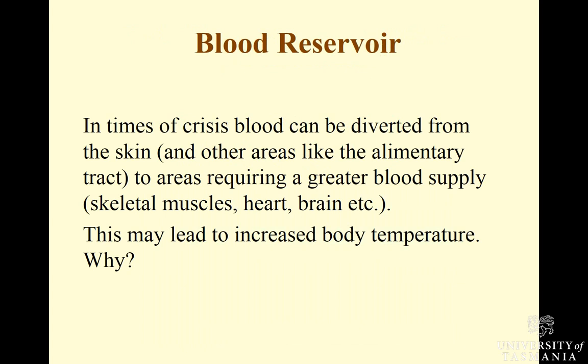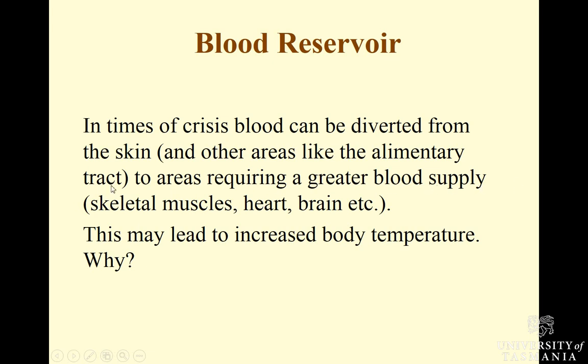So at any one point in time, a lot of your blood actually exists within your skin. And so in times of crisis, in a fight or flight mode, someone comes at you with a banana, then you can actually run. Blood can be diverted from your skin and moved to areas that require a greater blood supply, so you can actually run away from being stabbed with a banana.